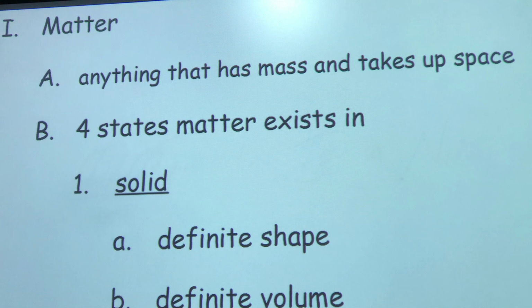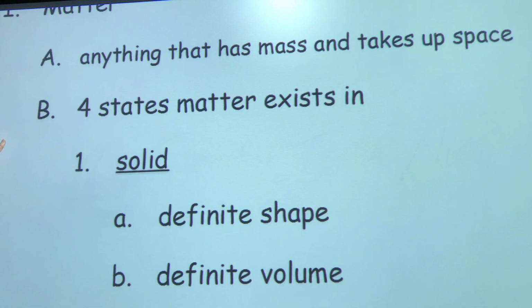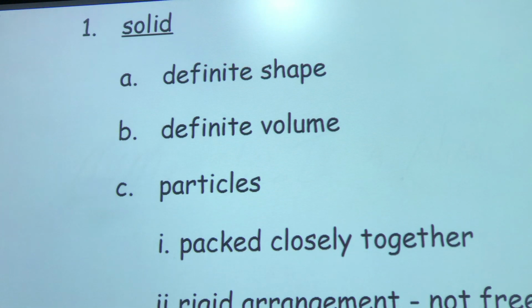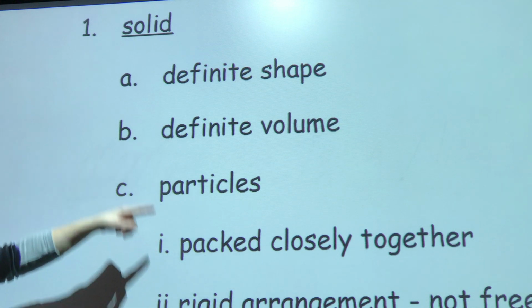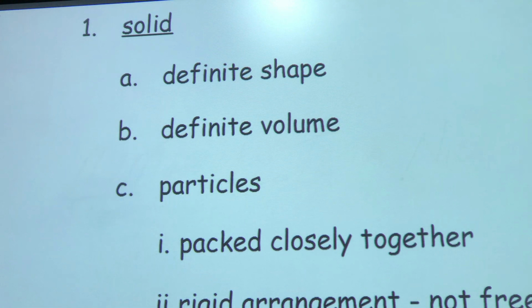All right. There are 4 states we will find matter existing in. Okay, the first state of matter is the solid state. Solids have a definite shape, a definite volume. The particles in solids are very closely packed together. That's why they have a definite volume. You can't push them closer together very easily, so you can't change their volume.